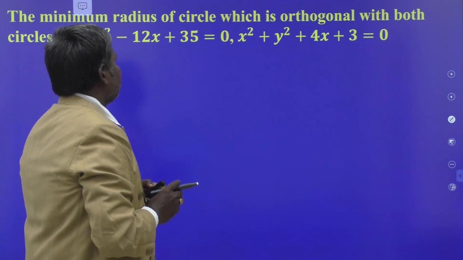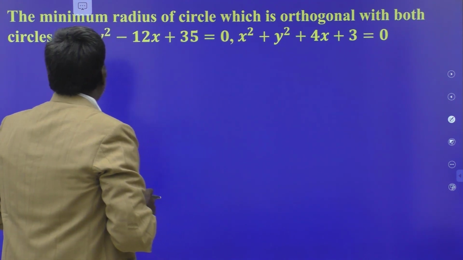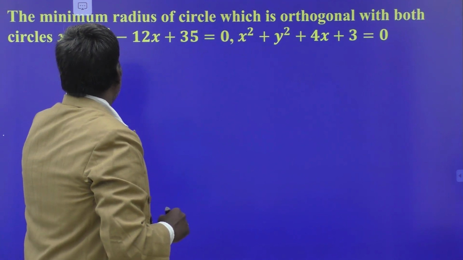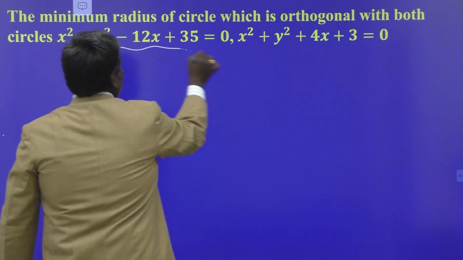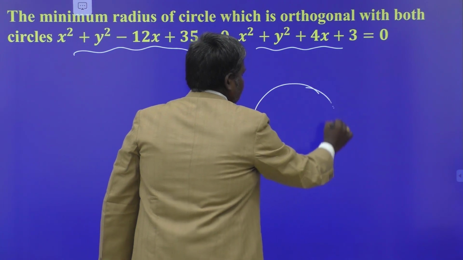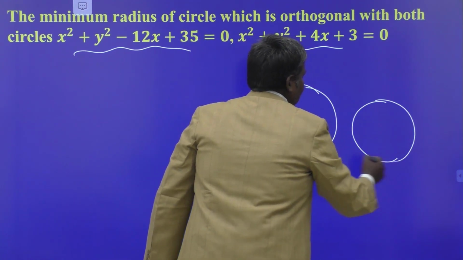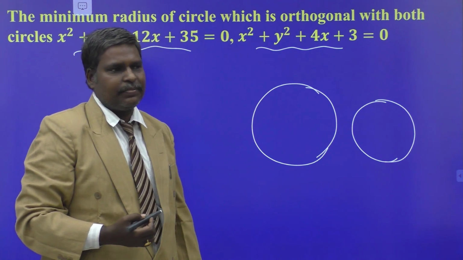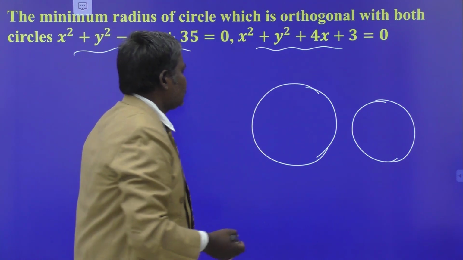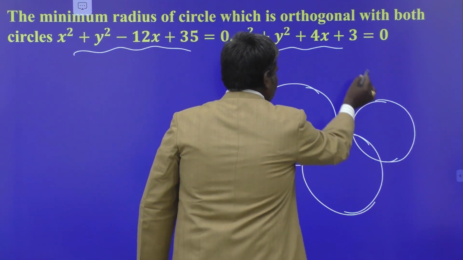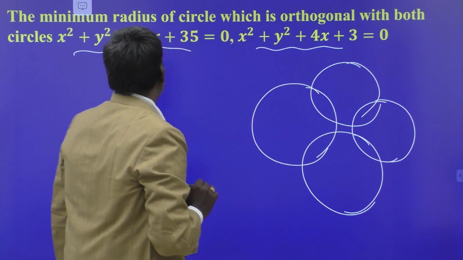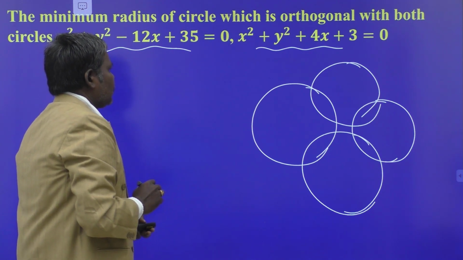The minimum radius of the circle which is orthogonal to both the circles. This is the question to you. You have to find the minimum radius of a circle which is orthogonal to both the circles. These are the two circles. So suppose these are the two circles. Many circles intersect these two circles orthogonally. We have to find the minimum circle that cuts the two circles orthogonally. You can draw an infinite number of circles cutting the two circles orthogonally. We don't want all these circles. We want one circle, that is the minimum circle. We mean the minimum radius of the circle you have to find out.